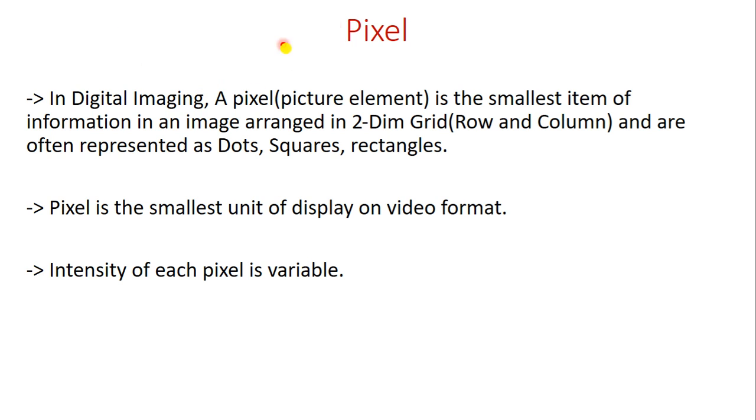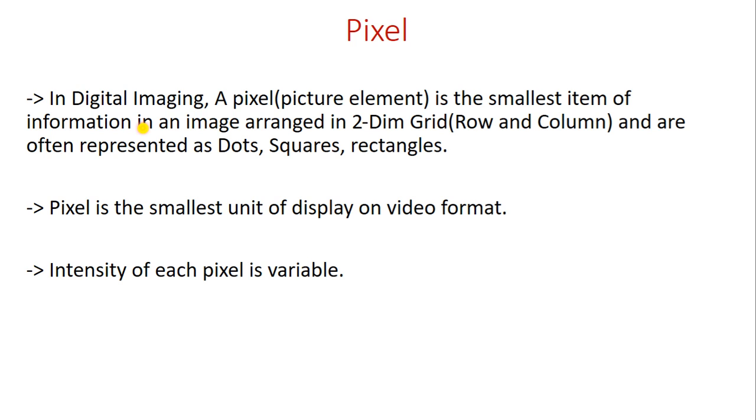So what is a pixel? That we are going to study now. A pixel means picture element. Pix means picture, and el is for element. So picture element in short form is pixel. A pixel is the smallest item of information. It is the smallest item which contains information. Which type of information does the pixel contain? Numerical data value.